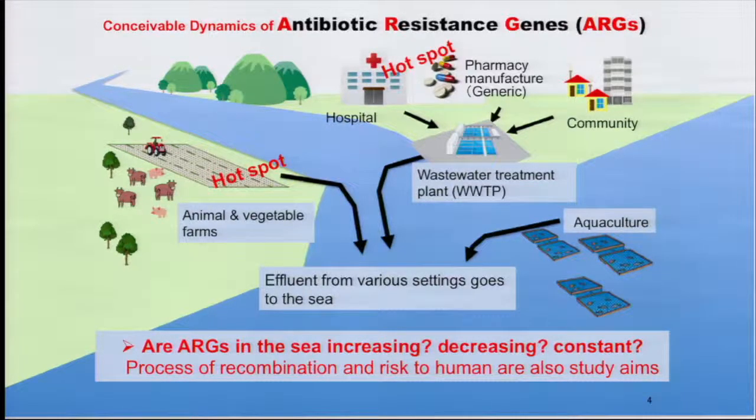As you know, the animal and vegetable farms are using the much amount of antibiotics and antimicrobials compared to human medicine. And then sometimes we have wastewater directly to the water environment. And also we have another hotspot, aquaculture, where the antibiotics are used. So in any case, we have effluent from various settings, which goes to the sea. And here I have a question. Are ARGs in the sea increasing, decreasing, or constant? And also we have to know the process of gene recombination. And risk to human are also our study aim.